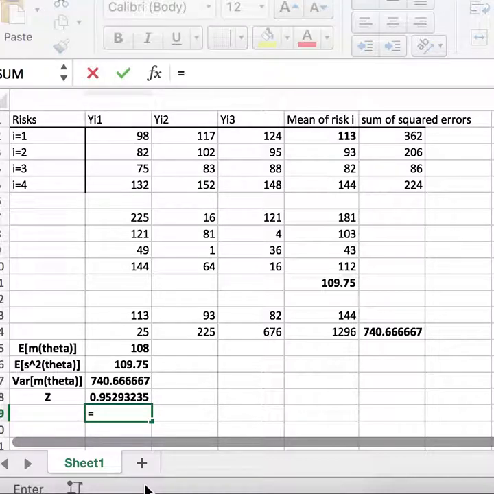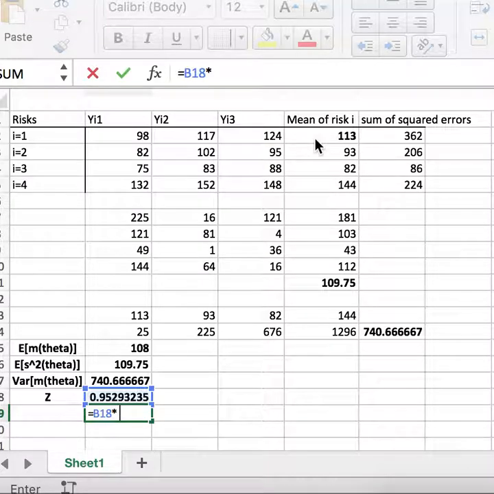Now, to work out our final equation, it's going to be our Z factor times the mean of risk i, being quarter 1, plus 1 minus our credibility factor times, if we just assume that it didn't depend on quarters, that in any quarter it didn't make a difference.